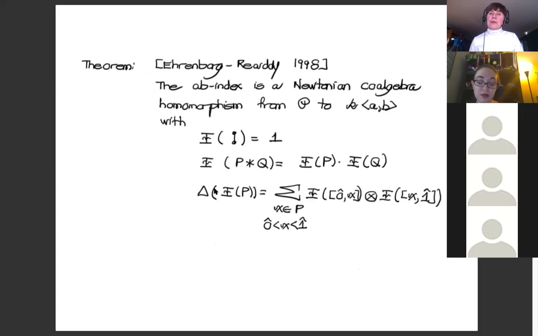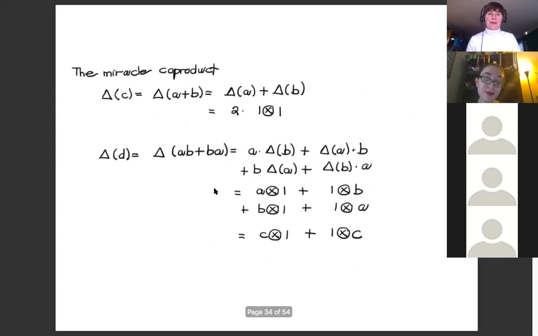All right, so given these posets on the polynomial algebra in A's and B's, it turns out that the AB index is a Newtonian coalgebra. So I'm just going to leave it like this. You don't necessarily have to follow this, but the thing to focus on is the coproduct. And it says the following. Let's actually apply this coproduct to C.